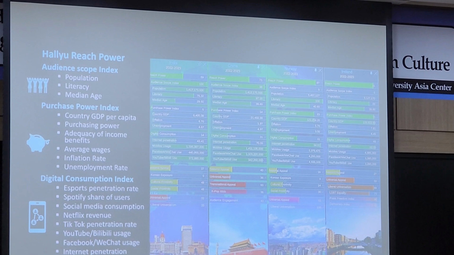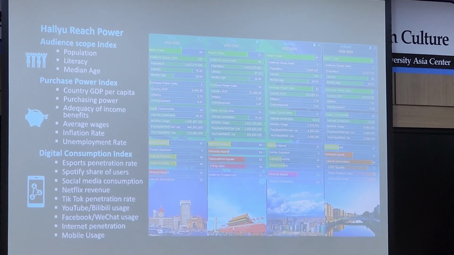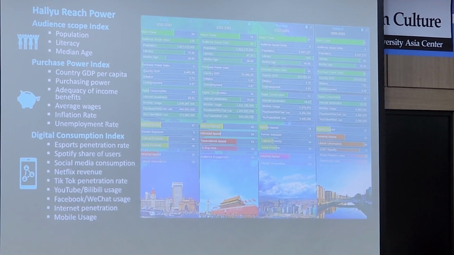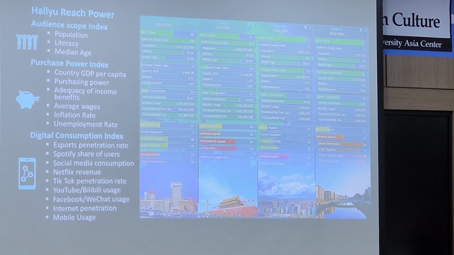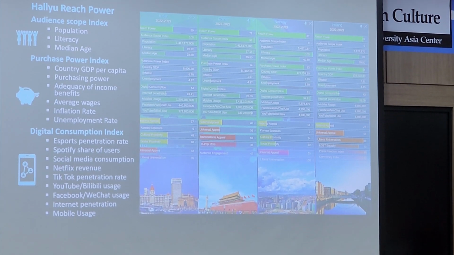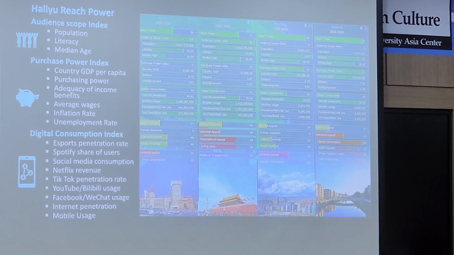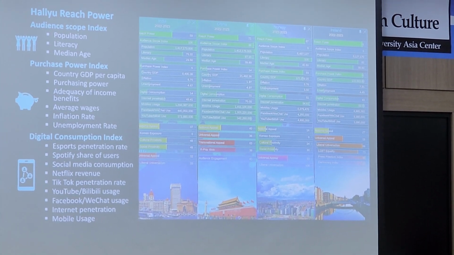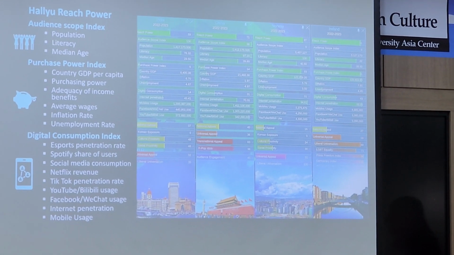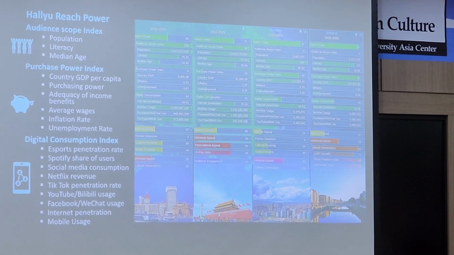So what I'm looking at is audience scope in terms of the population and literacy rate, and of course the median age. We know, for example, that there is a particular age group where Hallyu is more powerful, which is around 25 years old.